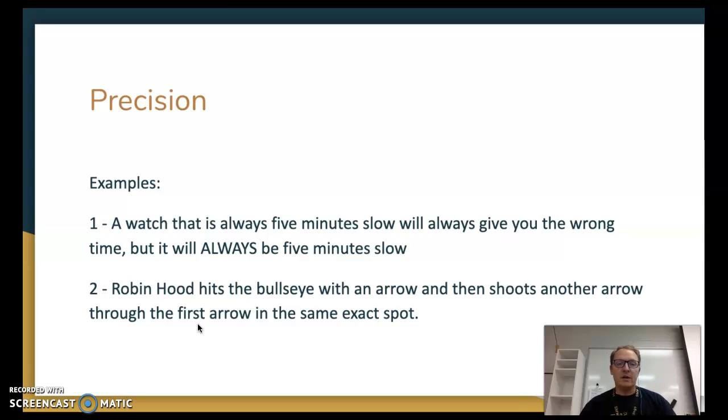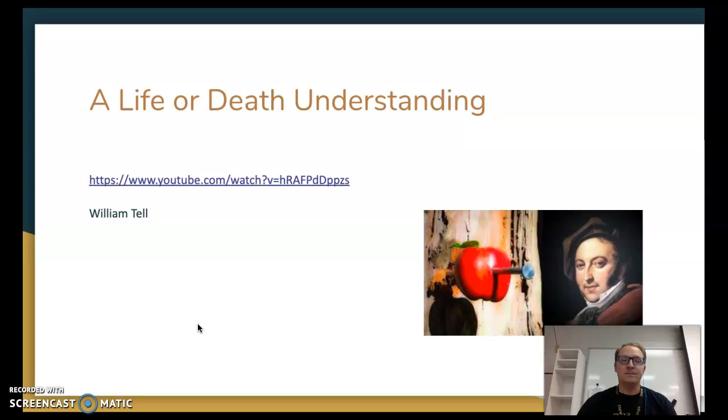If you're familiar with the character of Robin Hood, an arrow hits a bullseye right smack dab in the center, and Robin Hood shoots a second arrow and goes straight through the back of that first arrow, getting exactly the same result as the first time, right? Precision there is not that the bullseye was hit. Precision there is that the two arrows hit exactly the same spot. And that's what we're looking for in precision, right?